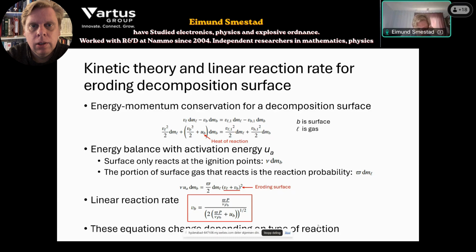Combining these three equations above, you get the linear reaction rate Vb, which depends on the gas pressure P, the unreacted density rho B, the heat of reaction UB, and the interaction and reaction probabilities nu and pi. These equations change depending on the reaction type. If you have something other than an eroding decomposition surface, you need to redo these equations to get a new linear reaction rate.